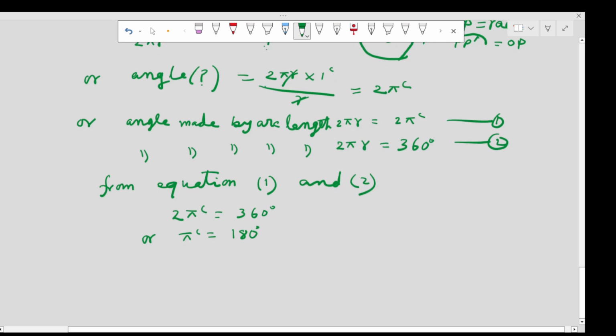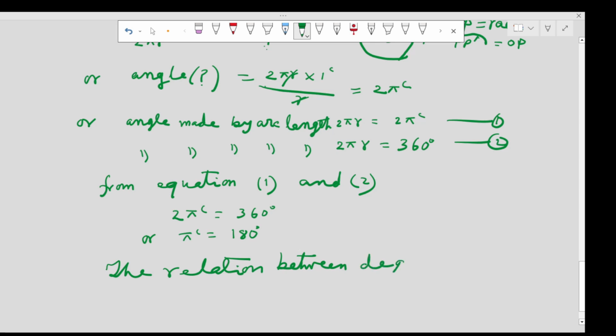So the relation between degree and radian is: pi radian is 180 degrees. We are marking this.